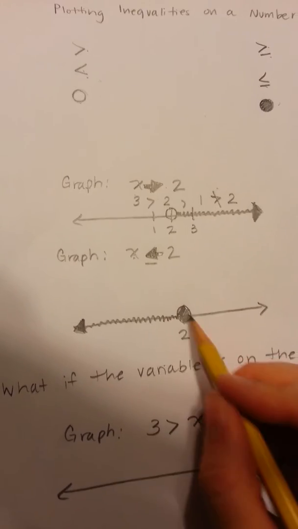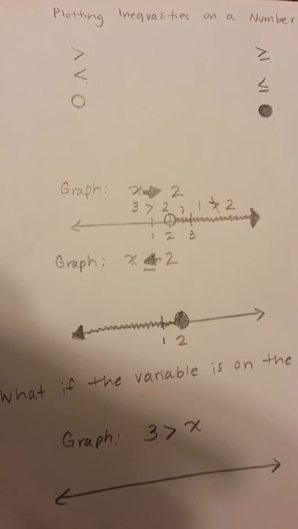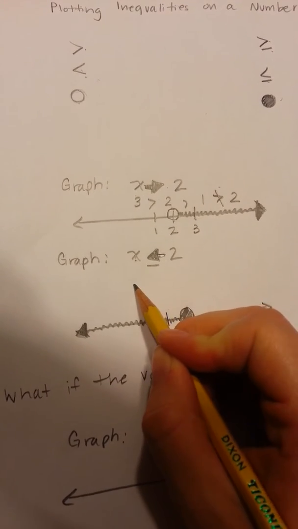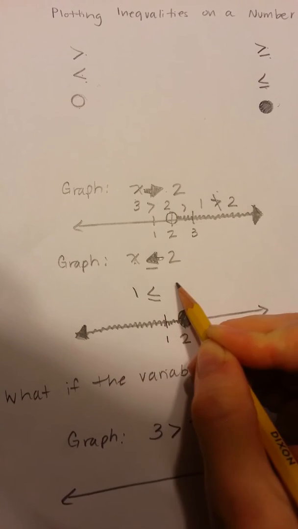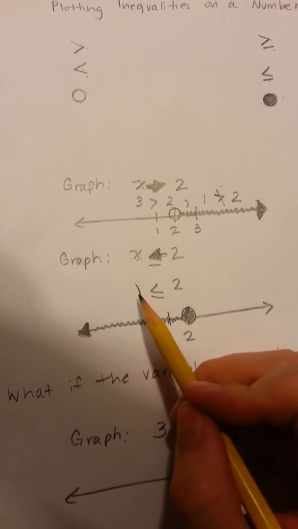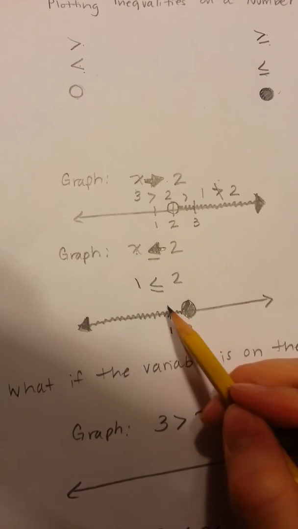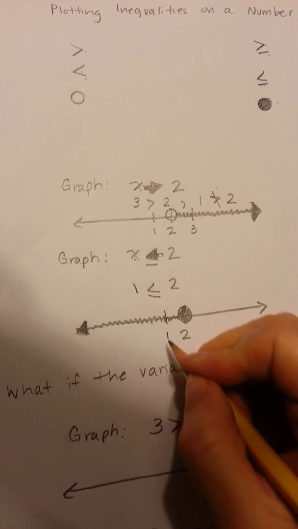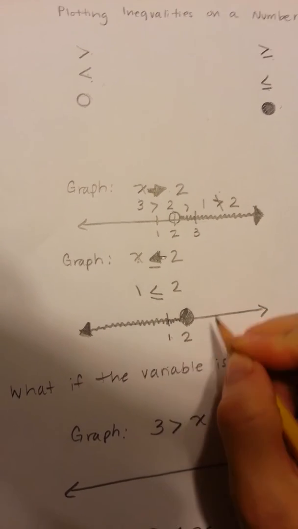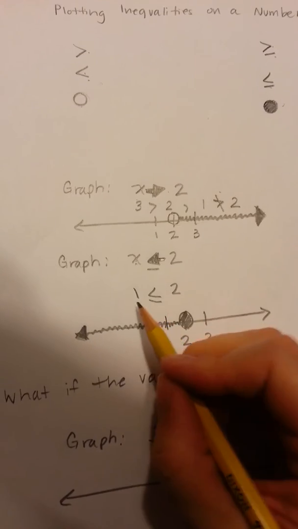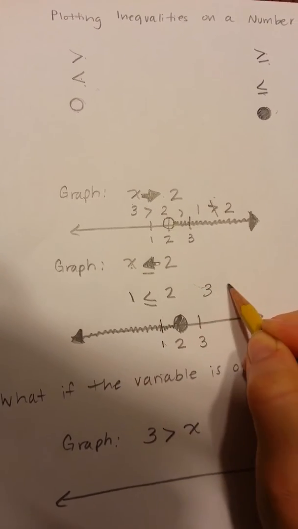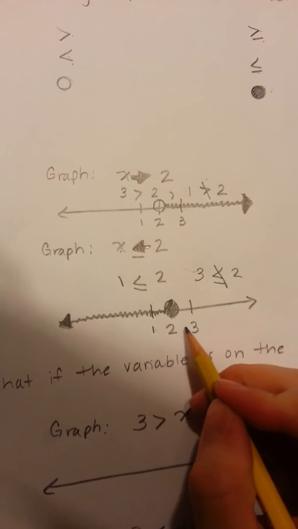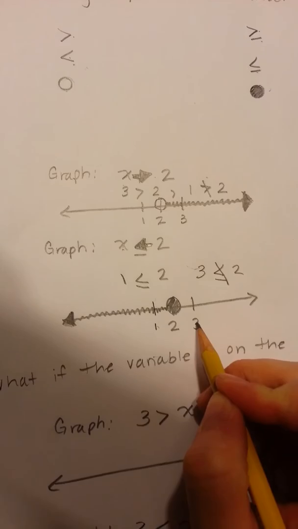Let's test some numbers down here. 1 should be part of the solution for this one. Let's see if it is. Is 1 really less than or equal to 2? Yes, 1 is less than 2. So 1 is part of our solution. However, if I were to test 3, 3 is not less than or equal to 2. So that's why 3 is not part of my solution.